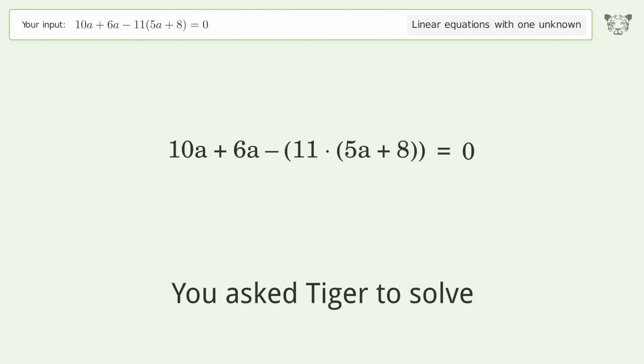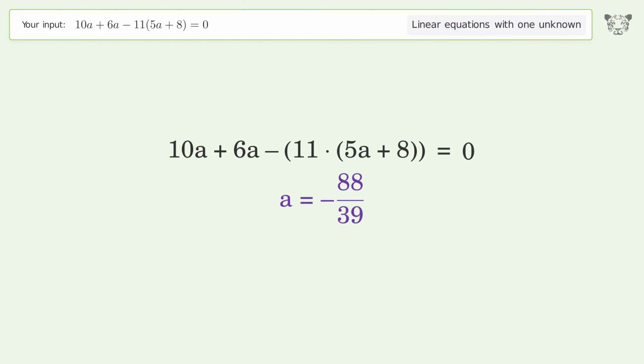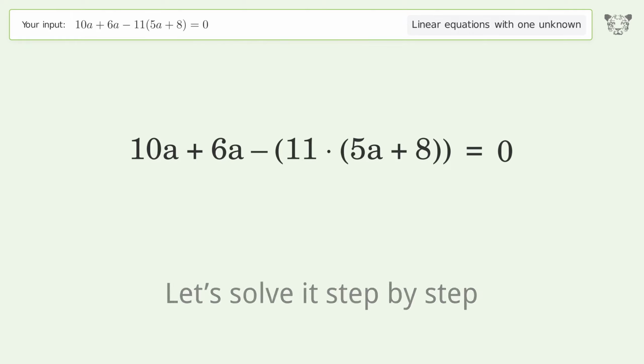You ask Tiger to solve this. This deals with linear equations with one unknown. The final result is a equals negative 88 over 39. Let's solve it step by step.